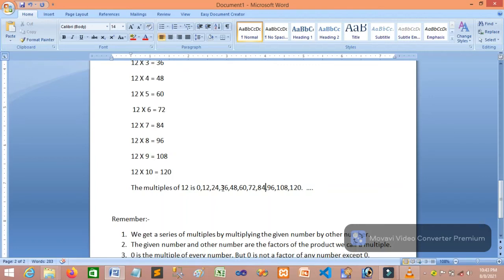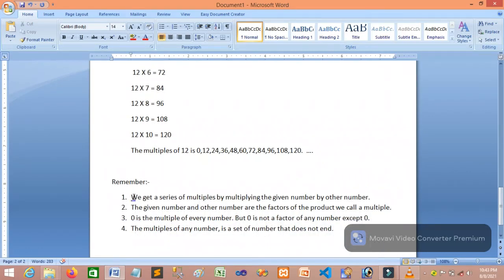So between 12 and 24, 12 is the difference. 36 and 24, 12 is the difference. Then 48 and 36, 12 is the difference. So each and every number in the middle has the same difference. So it's a series of numbers. So when we get the multiples, we get a series of numbers. So we get a series of multiples by multiplying the given number by other numbers.